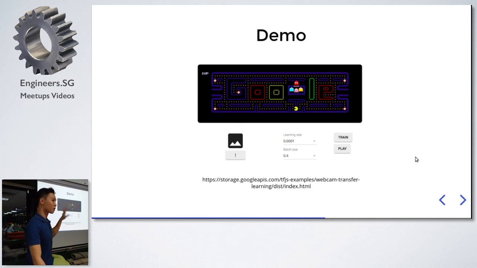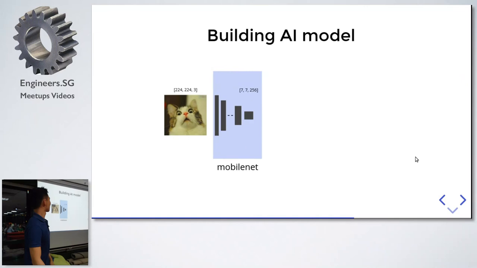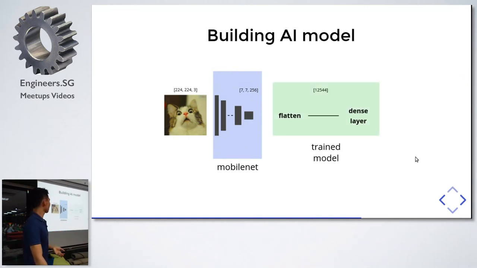So now I'm going to very briefly, with the time I have remaining, explain what is happening behind the scenes for the game that we just saw. The first stage, as always, is to build the AI. So, for example, if the cat were playing the game, the first layer is a lot of convolutional layers, to really digest what those features are.